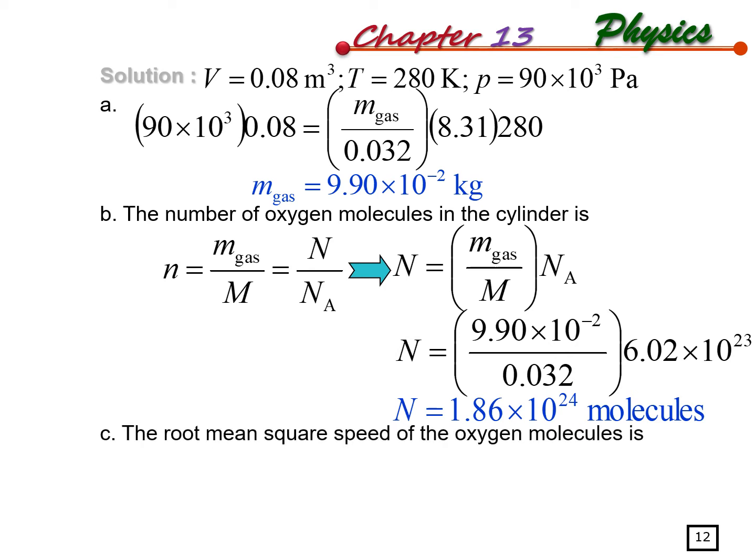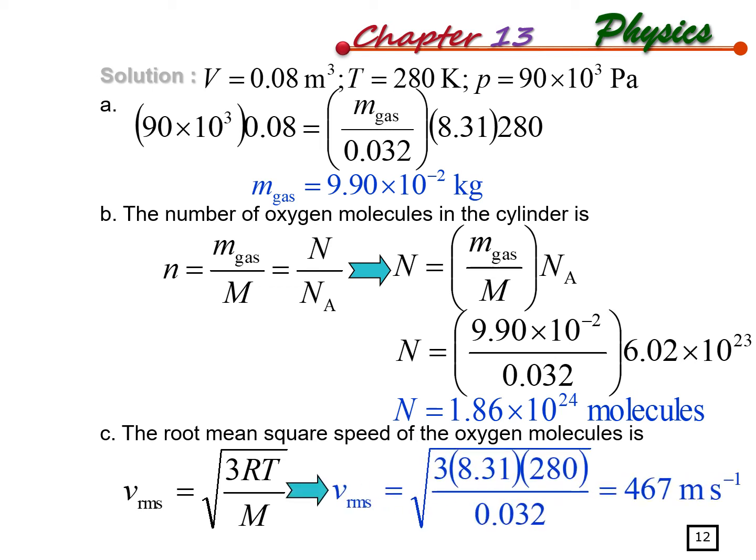Then the root mean square speed of the oxygen molecules. To determine the VRMS, we can use this equation: the root value of 3RT over M. Replace in the values, and we will end up with 467 meters per second.